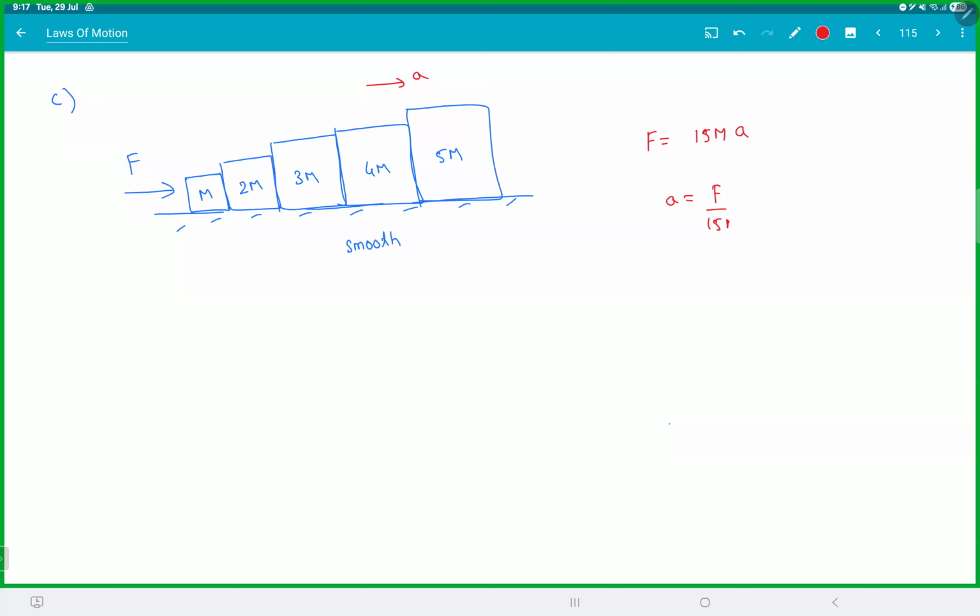Great. Next, what do you want to find? You want to find the normal reaction between 3 and 4. So cut it. When I cut it, I'll get 2 pieces. I can take 1, 2, 3, or I can take 4 and 5. It is your choice. I will take 4 and 5. You can take 1, 2, 3 also.